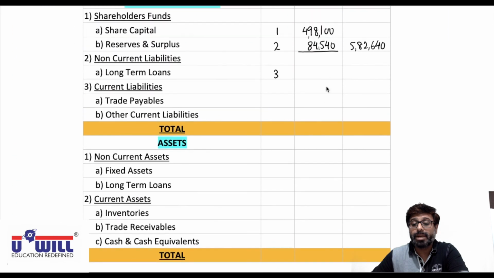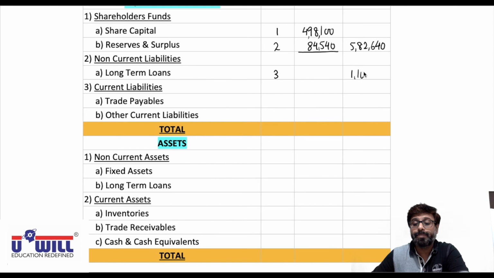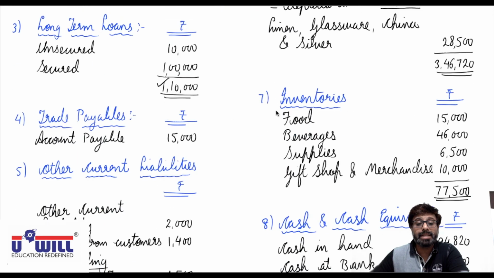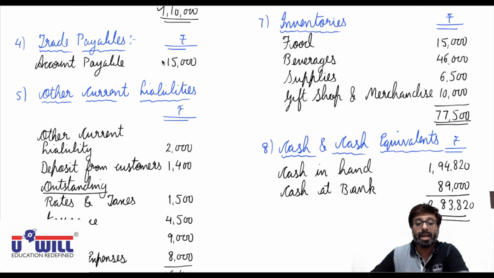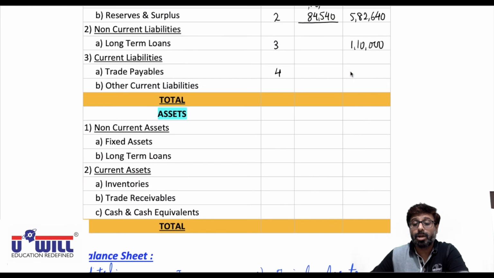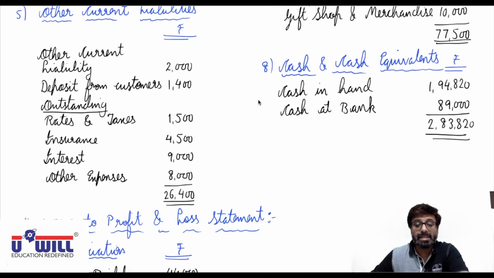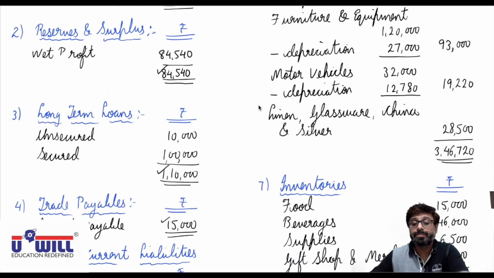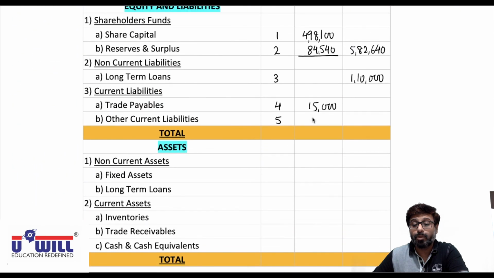Only one item, so you can directly write it in outer column. Then trade payables we have in note 4, you all can see 15,000. Only one item was there. Okay. So 15,000. Inner column. And other current liabilities from note 5, 26,400. Okay, 26,400. So total 15 plus 26, 41,400.